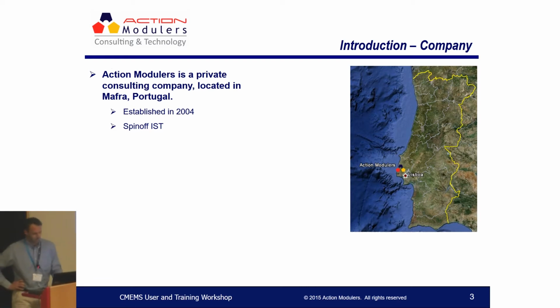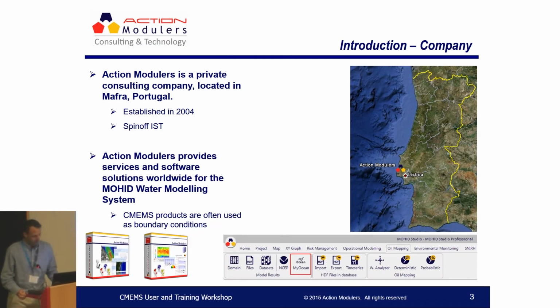So Action Models is a small private company located in Mafra, a small town north of Lisbon. We have been around since 2004, and we, like Hidromat, are also a spin-off company from IST. Many of our staff come from Ramiro's group, from Maretec, and all the products and services we do are mainly related with the MOHID water modeling system, which we have already heard about today.